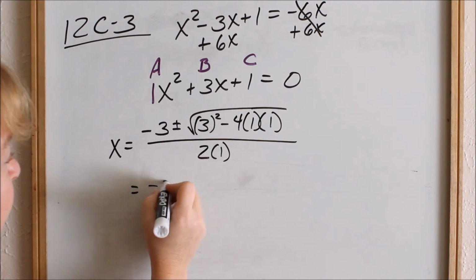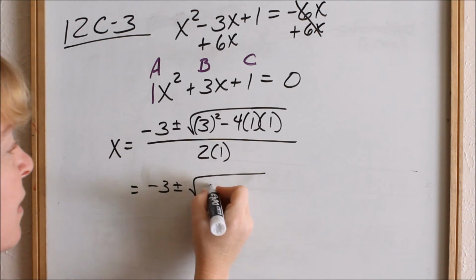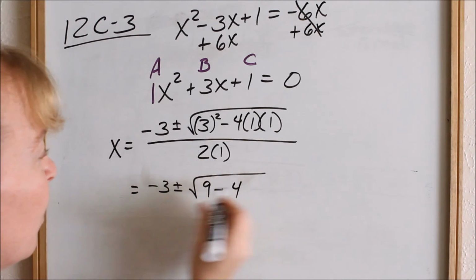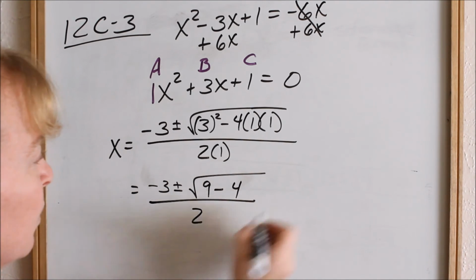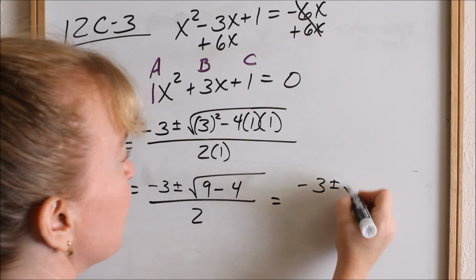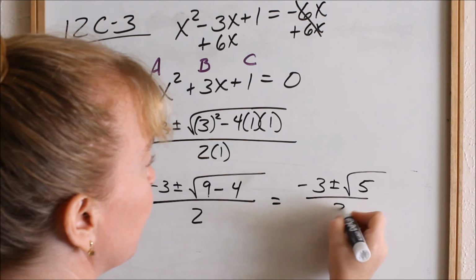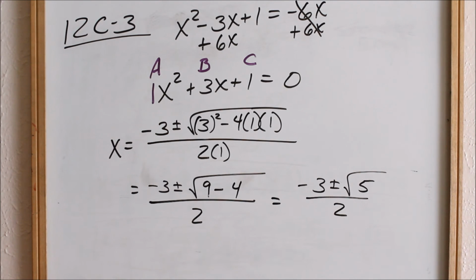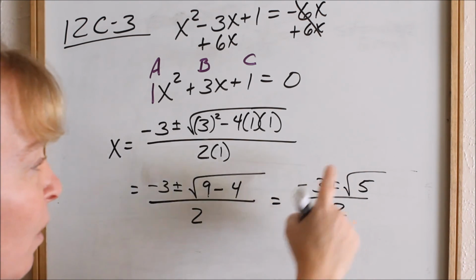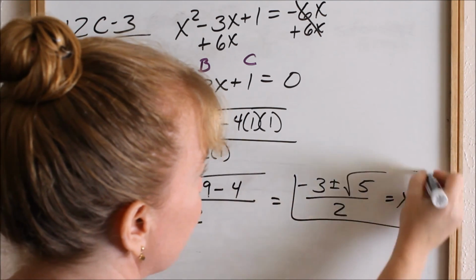Keep going. Negative 3 plus or minus, let's simplify under the radical. 3 squared is 9. 4 times 1 is 4, so 9 minus 4, all over 2. Keep simplifying under the radical. Negative 3 plus or minus square root of 9 minus 4 is 5, all over 2. When you get to this point, you look for, can you simplify the radical? No. Can I reduce any of my whole numbers? No. So these are my two solutions for x.